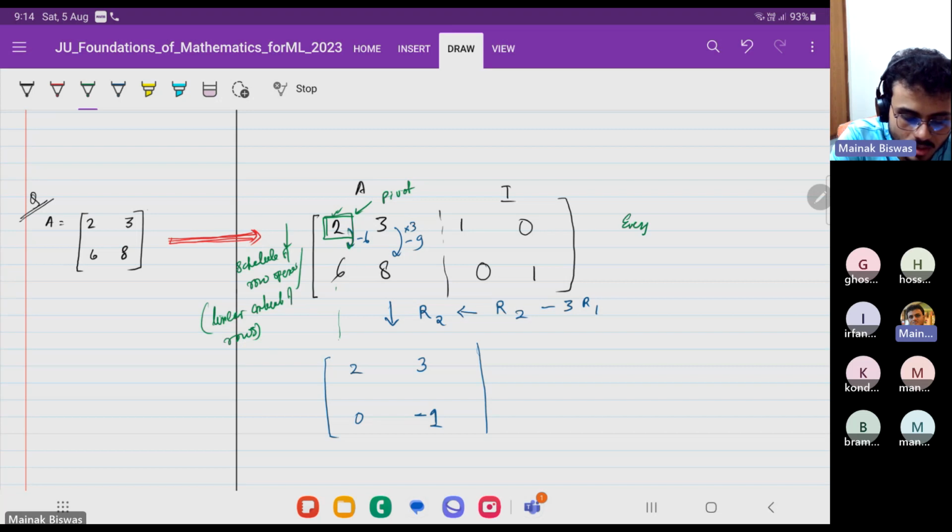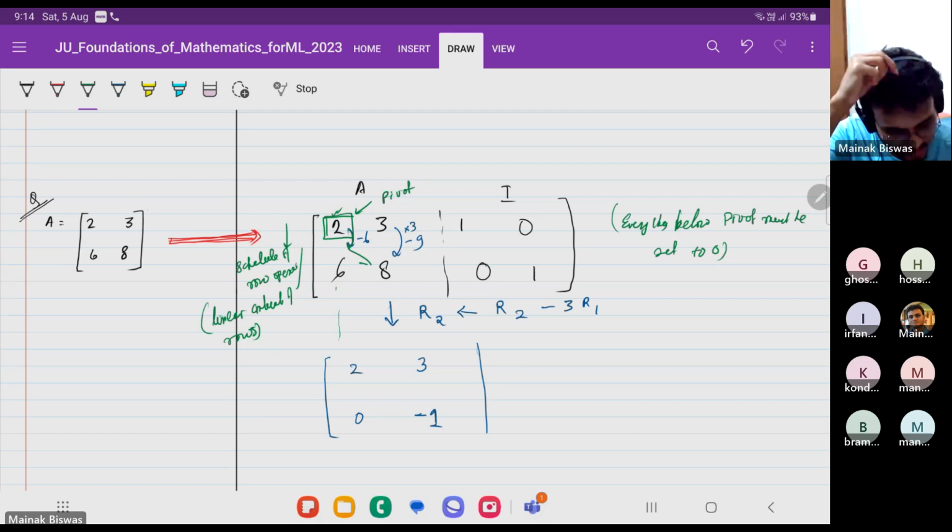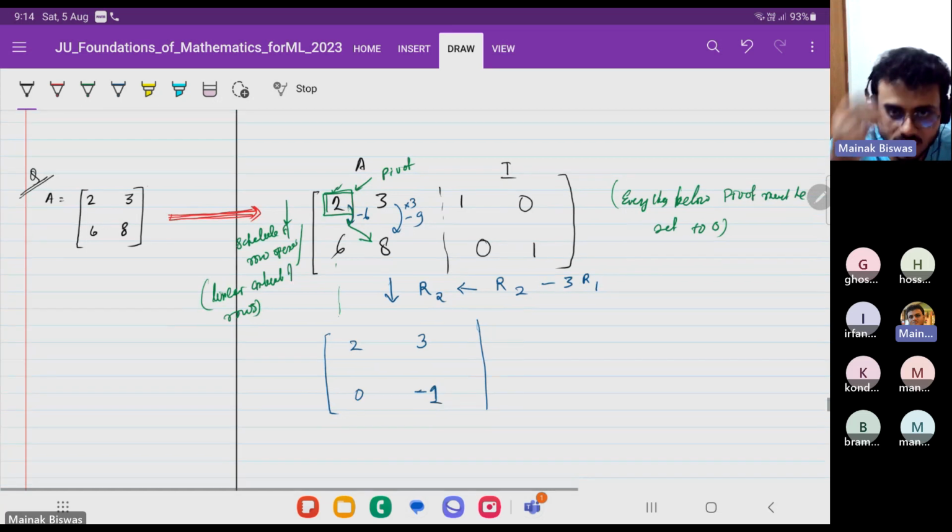Everything below pivot must be set to 0. And you will shift pivots this way, diagonally. This is the algorithm you'll follow, and you'll see why we are following this. Once you do one question example, you'll see exactly why I'm doing this.